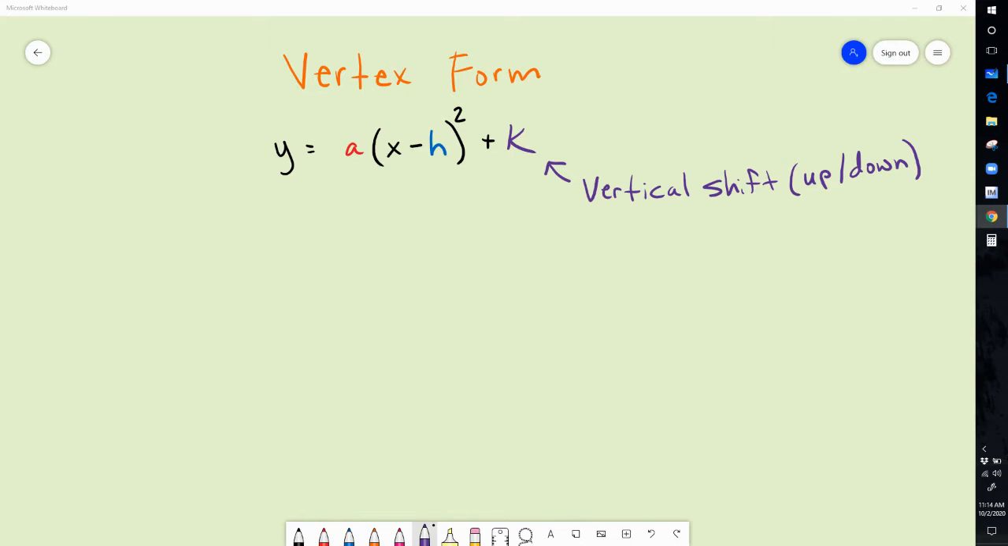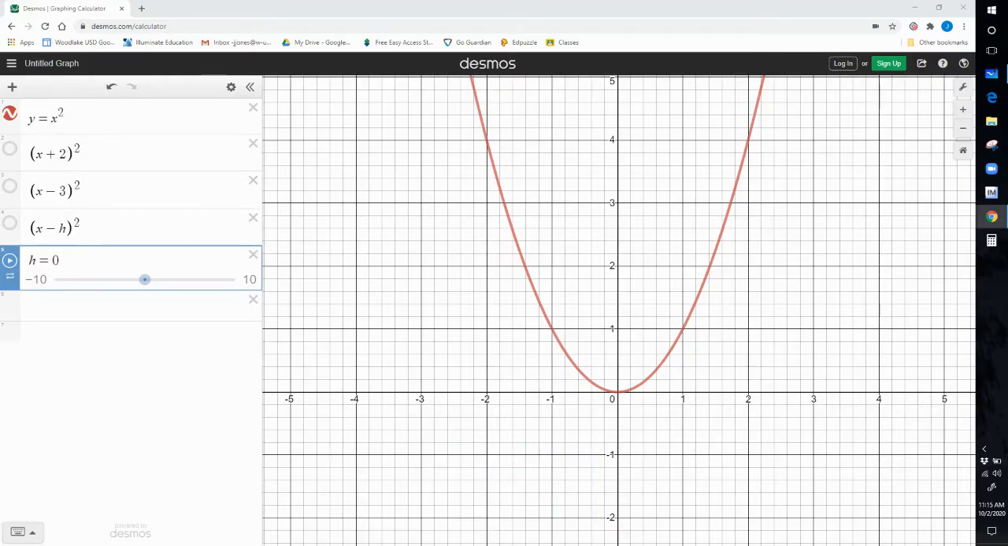All right, so let's go ahead and check out the next letter now, which is h. All right, so once again, you always go back to your parent function.